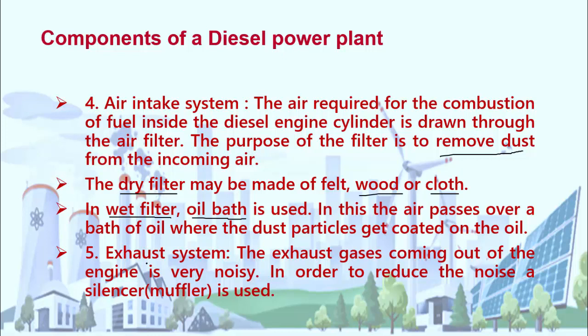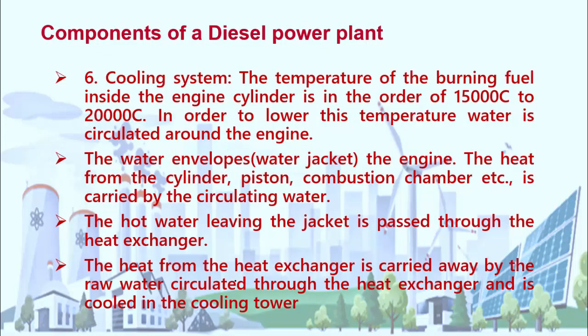The fifth one is the exhaust system. The exhaust gases coming out of the engine are very noisy. In order to reduce the noise, a silencer is also used. The sixth one is the cooling system. I already told you the temperature of the burning fuel inside the engine cylinder is in the order of 1500 degrees Celsius to 2000 degrees Celsius. In order to lower this temperature, water is circulated around the engine through the water jackets, right?